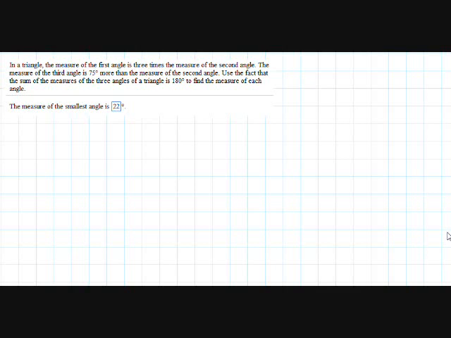Here we go. Your answer here for the smallest angle was so close. And maybe you had it and maybe you made a typo, I don't know. In any case, I'll work through the problem.